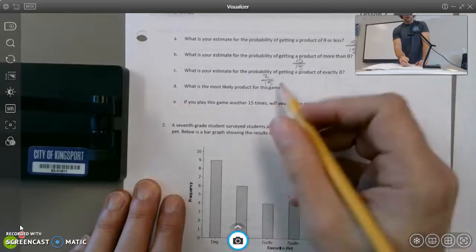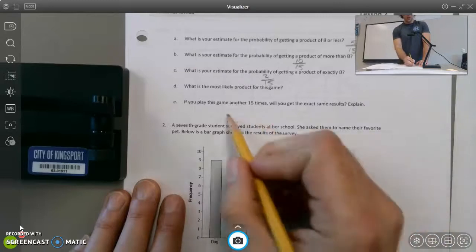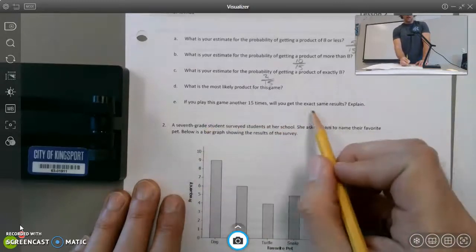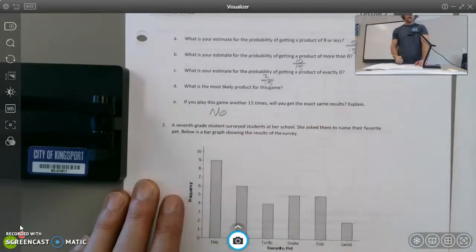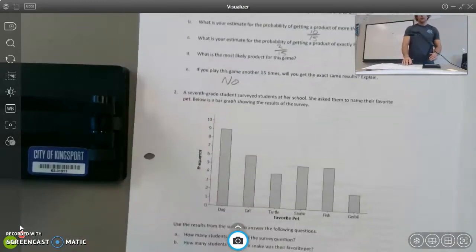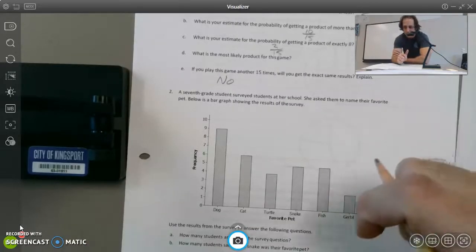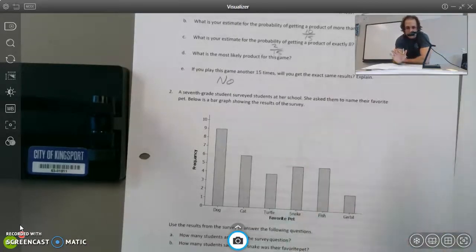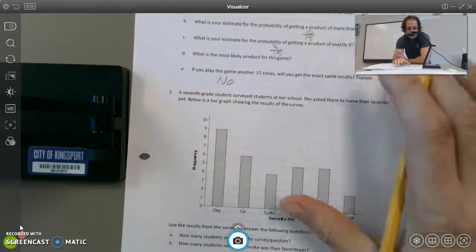What's the most likely product? Well, you would go through and see which product occurred the most frequently. If you play this game 15 times, will you get the exact same results? The answer to that is absolutely not. This is based on our experiment. Okay, so the first one depends on what you got whenever you attempted this. I did not perform the experiment, so my answers are different. You should have answers specific to your experiment here for number 1.